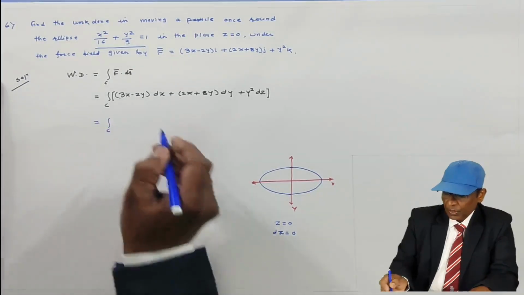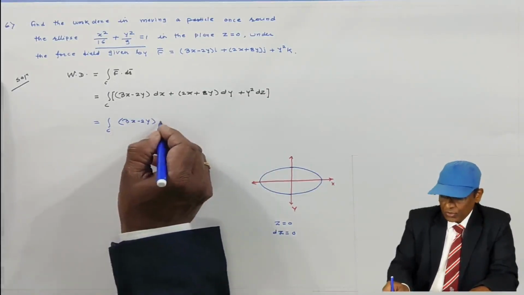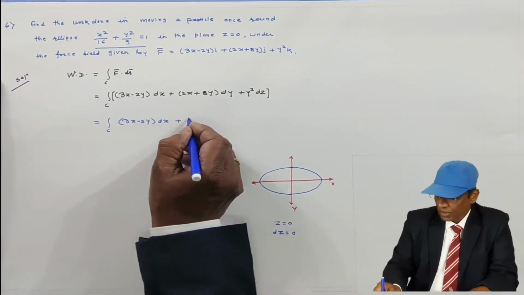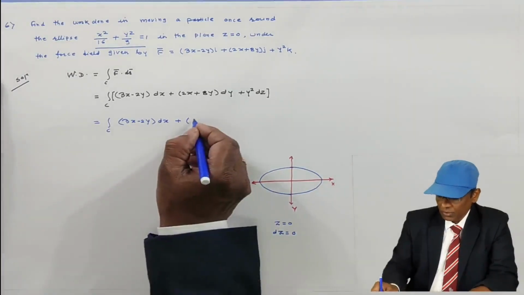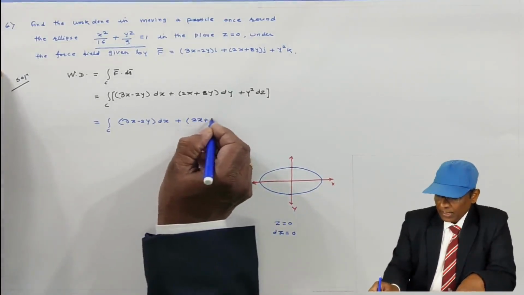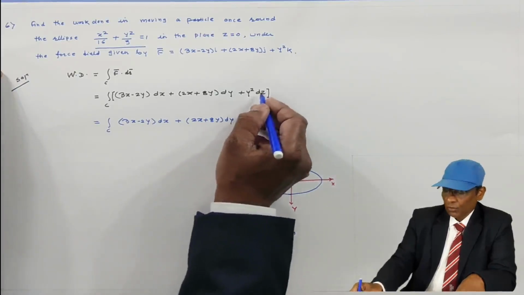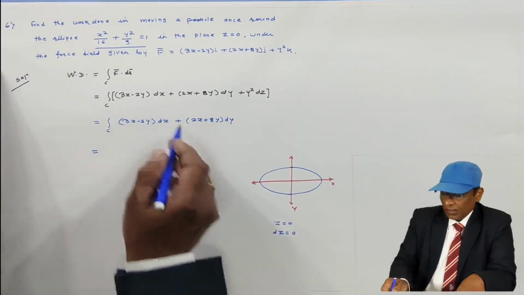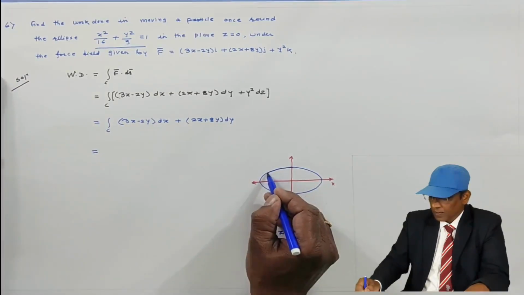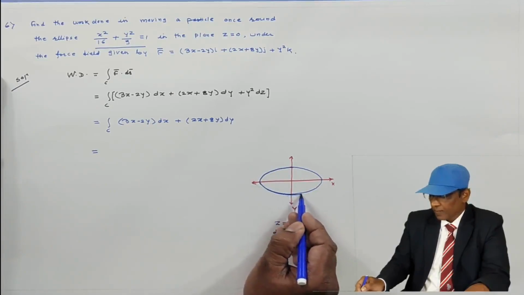In the next step, put z equal to 0 and dz equal to 0, because we are solving the problem in the xy plane. So we get (3x minus 2y) dx plus (2x plus 8y) dy, and dz is 0, so there is no need to write it. This line integral we are going to evaluate. The particle is being moved like this once round the ellipse.